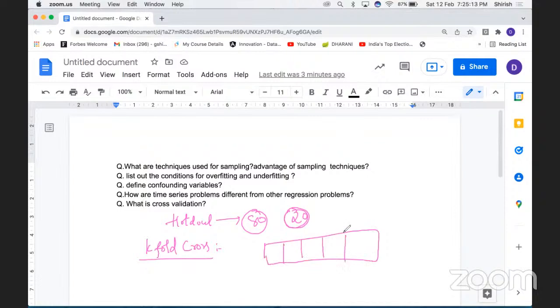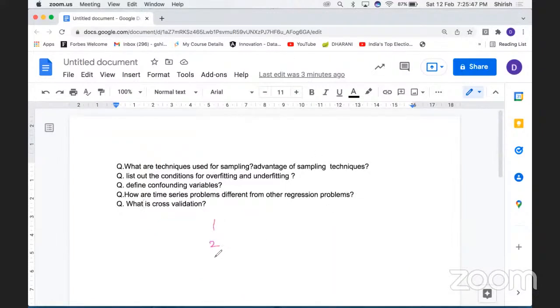k subsets. If you divide your data with k equal to 5, part 1, part 2, part 3, part 4, part 5. Right? So k minus 1 subsets will go for training and one for testing. I can say that for every iteration, for k equal to 5, you will have 5 iterations.